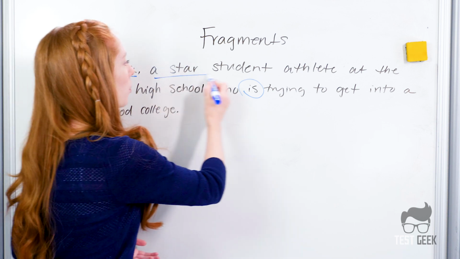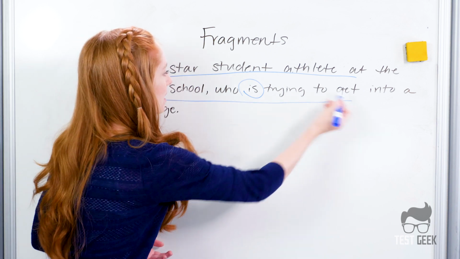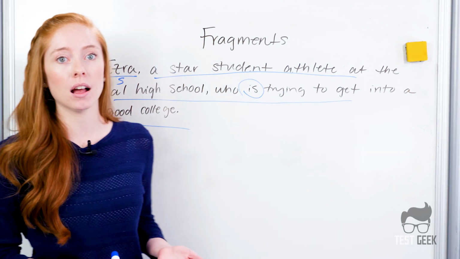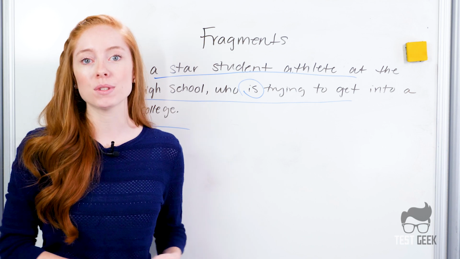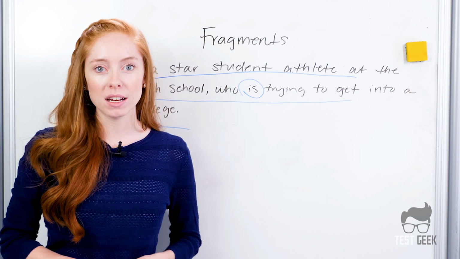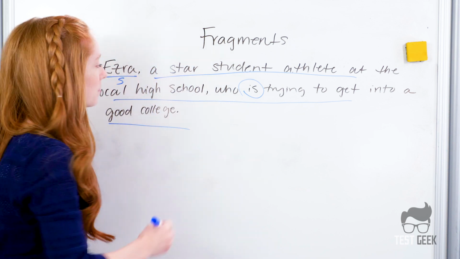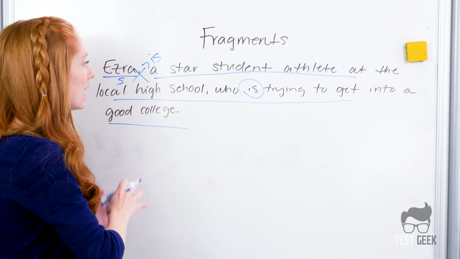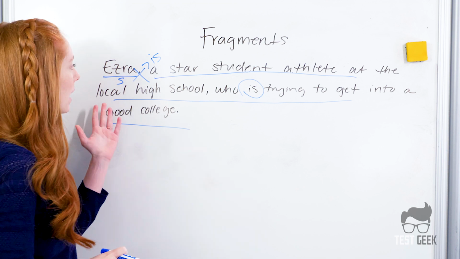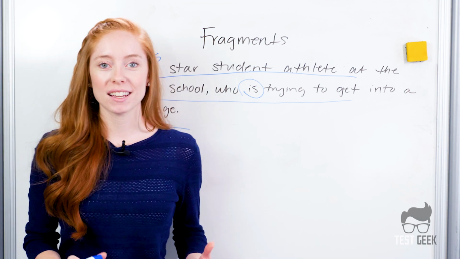Ezra is our subject, but we're missing a verb, so we have a fragment. We just have a couple really long non-essential phrases that tell us a lot of information about Ezra, but we never get to an action or a linking verb that links Ezra to some information. The best way to fix this one is probably just to add a linking verb in. So we could remove that comma and just put an is here. Ezra is a star student athlete. That would link Ezra to this information and we fixed our fragment.